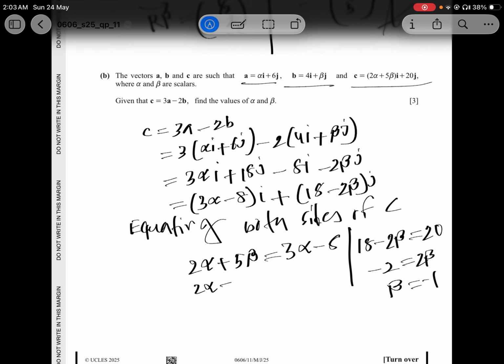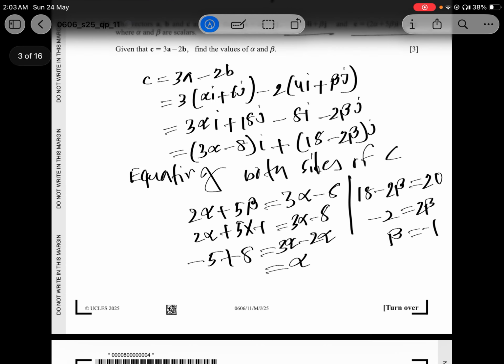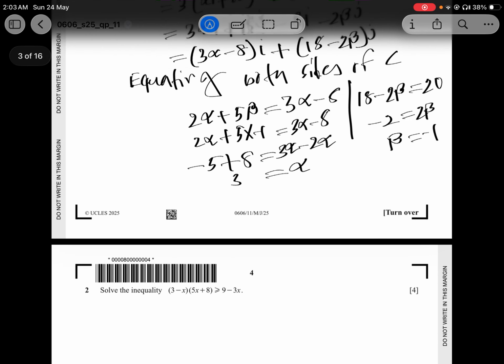Now here is 2 alpha plus 5 times minus 1, equals 3 alpha minus 8, right? So I can make it like this way, minus 5 plus 8, 3 alpha minus twice alpha, so there is an alpha actually, so 3. So I can conclude it like this. So this is our answer and this is also our answer.